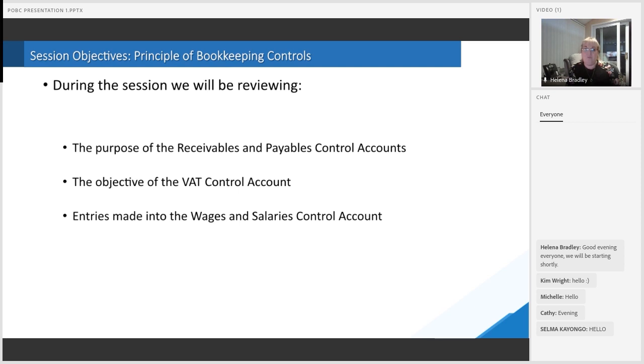We're going to have a look at what the VAT control account does. And again, you'd have touched on that. You'd have certainly posted some double entry to that in your first unit. But we're really going to explore that tonight and delve a little bit deeper. And finally, we're going to do some calculations and some double entry for the wages and salaries control account. So a real theme to tonight's lesson: it's all around those control accounts.